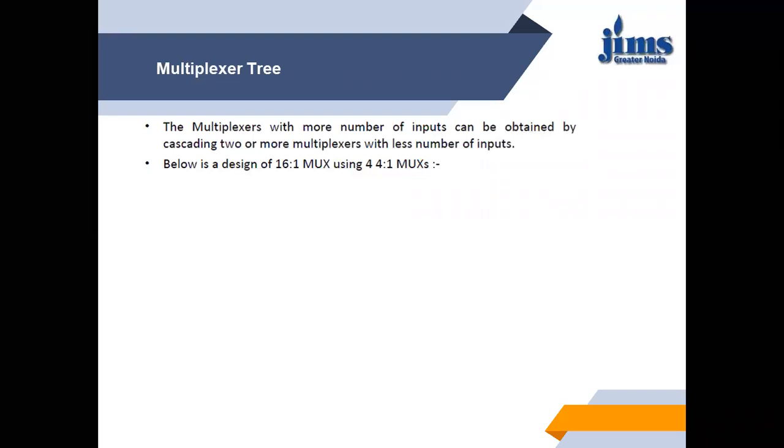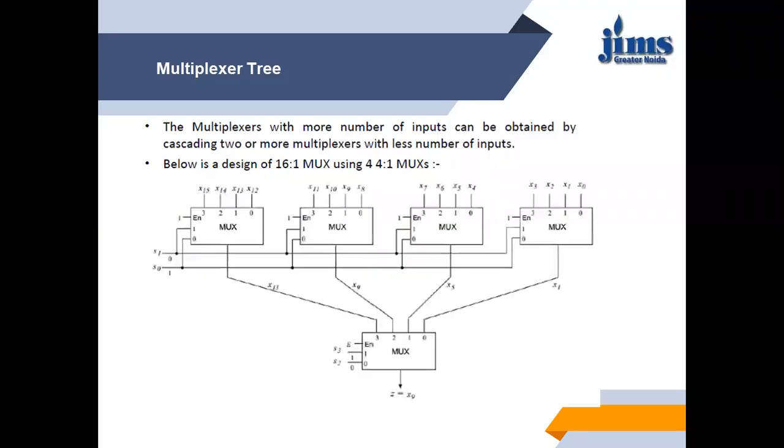Here we have an example to construct a 16 to 1 mux using 4 to 1 muxes. The number of muxes is found as 16 into 1 divided by 4 into 1, which equals 4. So here we require four 4 to 1 muxes, and the circuit is like this. We have put in 4 muxes: 1, 2, 3, 4. For a 4 to 1 mux, we require 2 select lines, so we have put 2 select lines here.